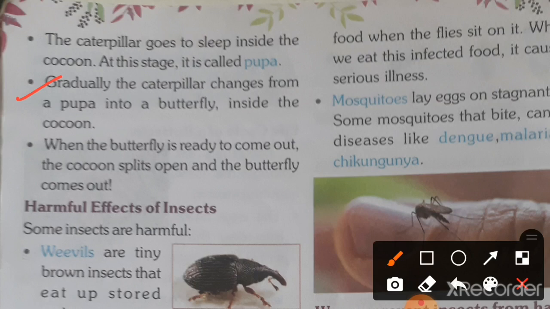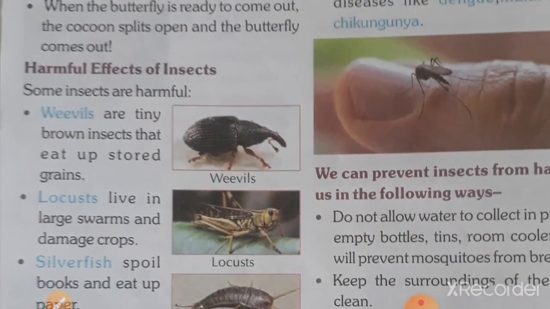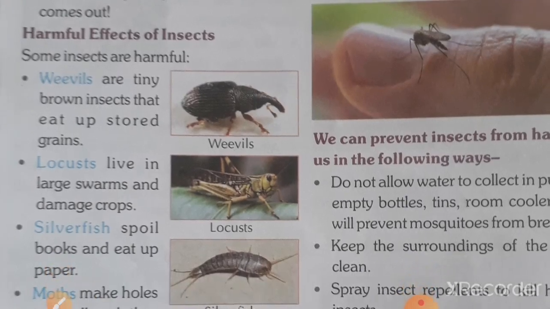caterpillar changes into a butterfly. When a butterfly is ready to come out, the cocoon splits open and the butterfly comes out. After some time, when the butterfly is formed, the cocoon opens and the butterfly comes out of it. Okay, now come on. I hope you all get the previous explanation.